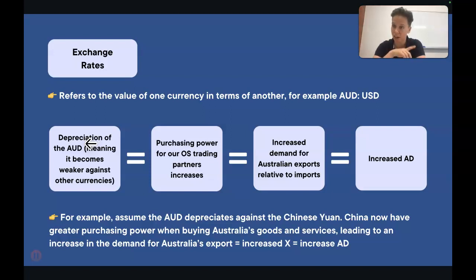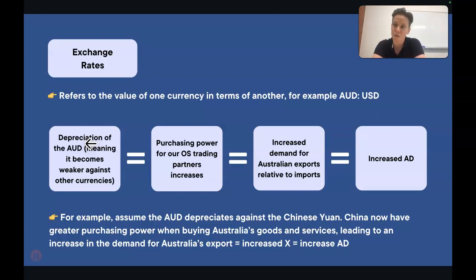So when you have a depreciation, it's imports down because our purchasing power has fallen, but it's exports up because the purchasing power for our trading partners has gone up. And so if you plug those two things into the equation, an increase in X plus a decrease in M, overall that's going to lead to an increase in aggregate demand, which is a good thing in terms of shifting the curve to the right and then thinking about all the implications that's going to have on your Y and your X curves, okay?